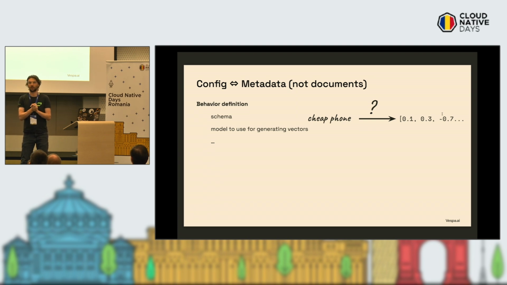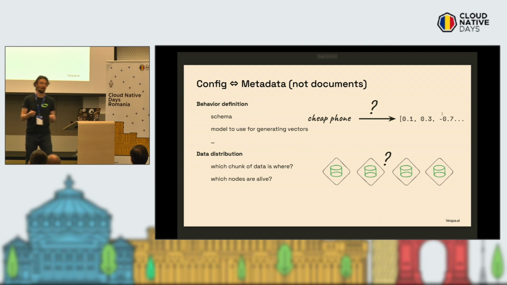How do we distribute the configuration? And here I want to clarify what I mean. I'm referring to metadata, everything that is not a document or a query, everything that tells the cluster how to function, so the behavior definition, how it should react to your input, things like schema, things like which model to use when generating embeddings. And the other part is the data distribution, right? So what's the state of the cluster? Which node is up? Which bit of data is where?